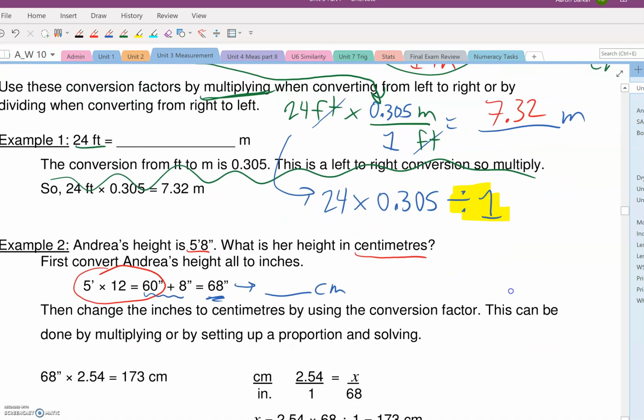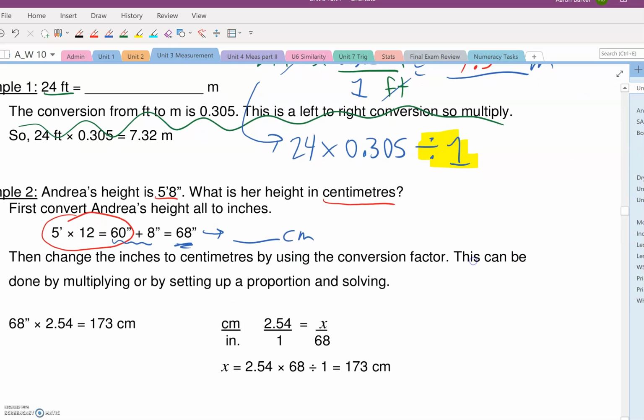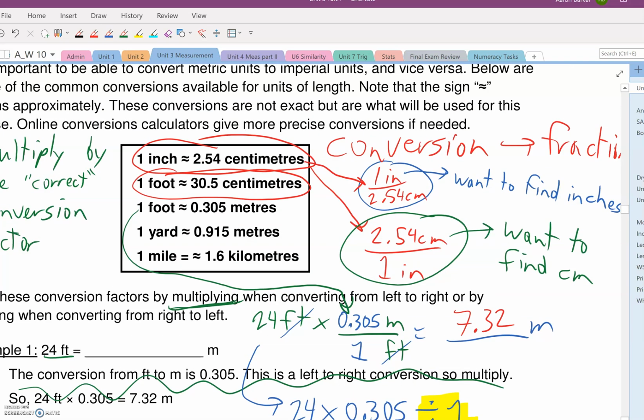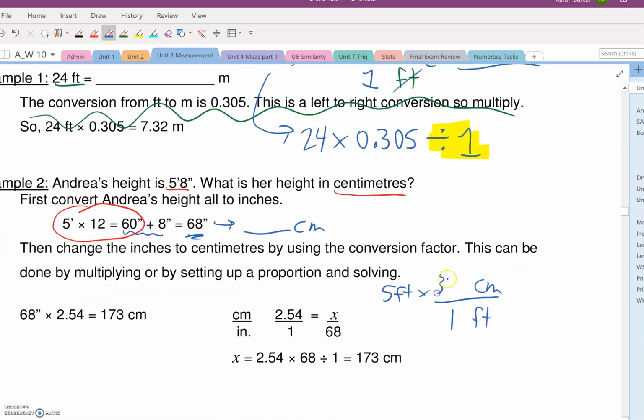I'll show it the other opposite way. So I'm going to take 5 feet times my conversion factor, where feet is on the bottom, so they cancel out, and centimeters is on the top. So that's going to be 1 to 30.5. So 1 foot is 30.5 centimeters. Okay.